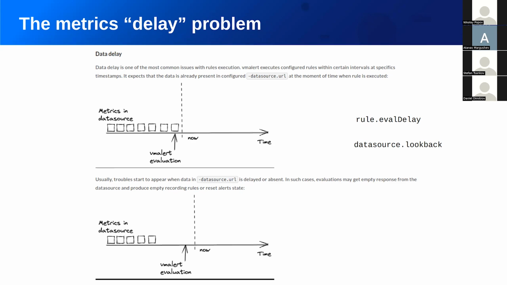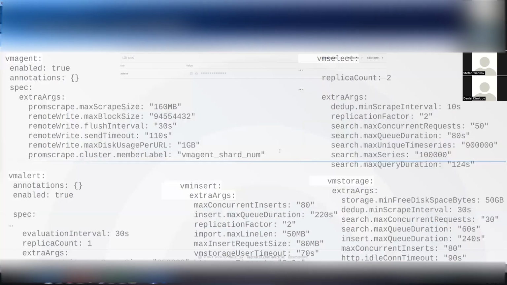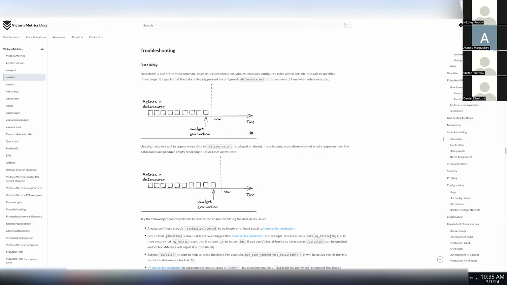So the normal flow from VMAgent through VMInsert records the actual raw metrics, then in a decoupled way, asynchronously, VMAlert starts to read those metrics and evaluate them for alert thresholds, but also calculate the recording rules and write them back. I think there is an animation, let me try to show it. I think it visualizes very well what could happen.